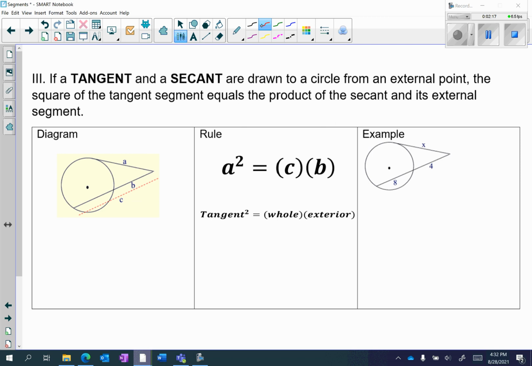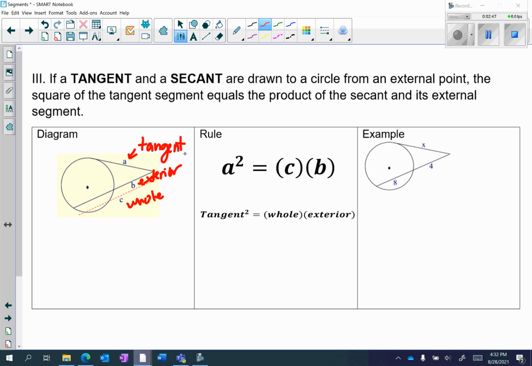Next, if a tangent and a secant are drawn to a circle from an external point, the square of the tangent segment equals the product of the secant and its external segment. So A represents our tangent. So the rule is we're going to square that, and that's going to be equal to the whole, which is C, times the exterior, which is B.